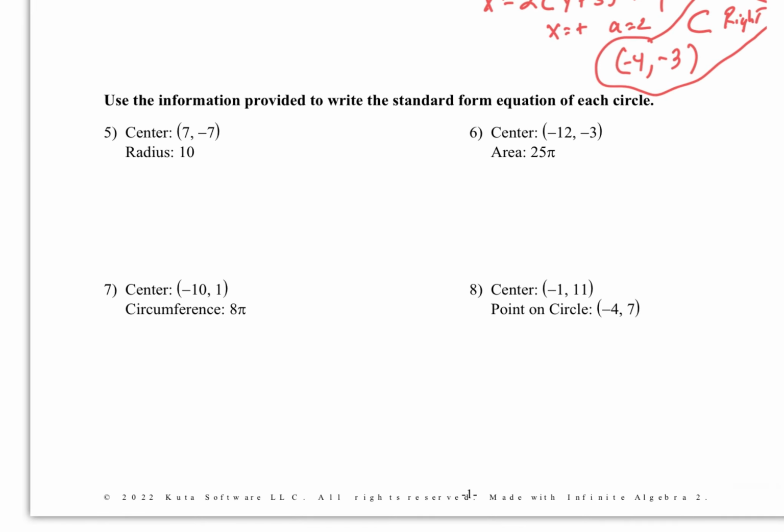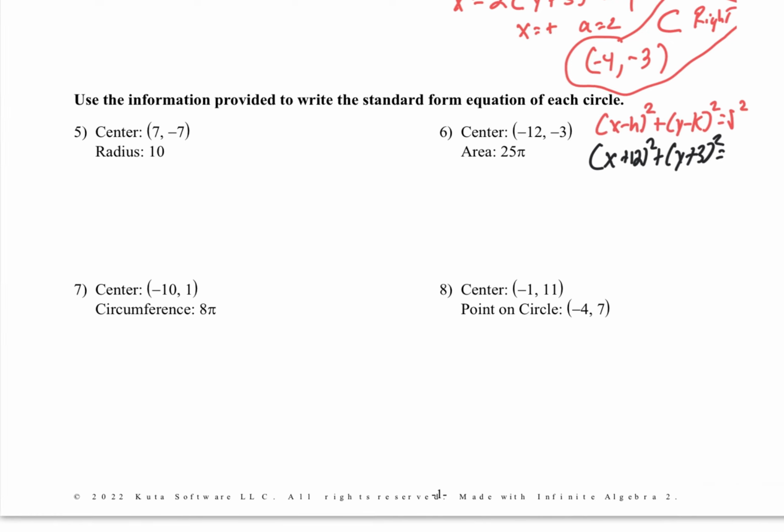Let's go down to number 6. Number 6, the directions say use the provided information to write the standard form of an equation of a circle. So standard form of an equation of a circle is x minus h squared plus y minus k squared equals r squared. So we know the center, so we could do the first part of it. So x minus negative 12, so it would be x plus 12 squared plus y plus 3 squared.